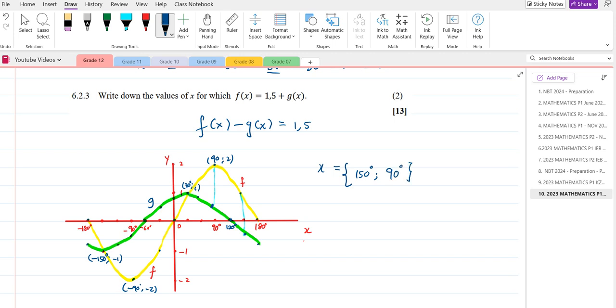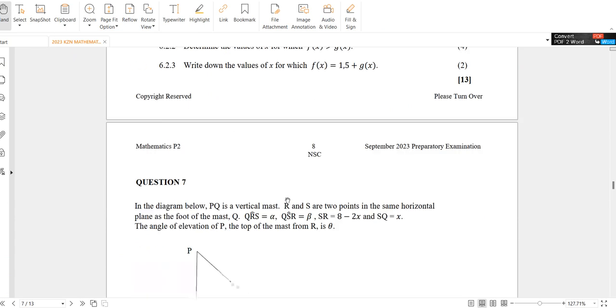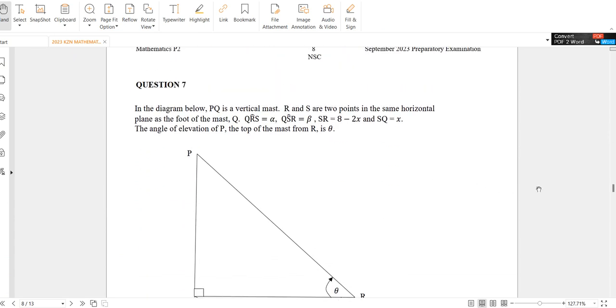Right, so we got two answers. It's either 90 or 150. 90 or 150, that's it. Because the F graph has to be above and this is below. And I don't think there's any other points. Nope, there's no other points. Alright, so at 90 and 150. I hope you guys understood that. Moving on to the next question, question number 7.